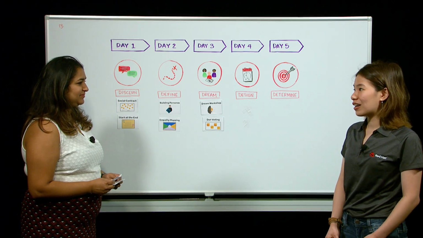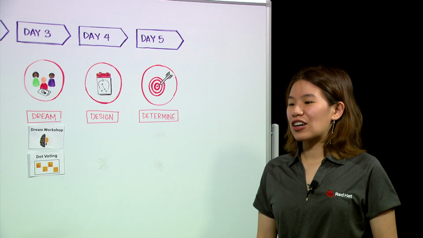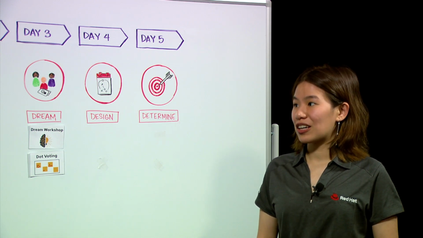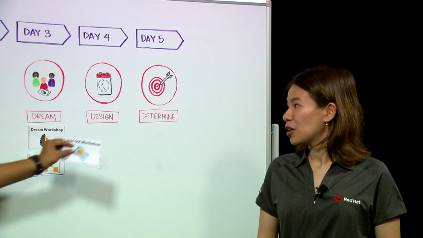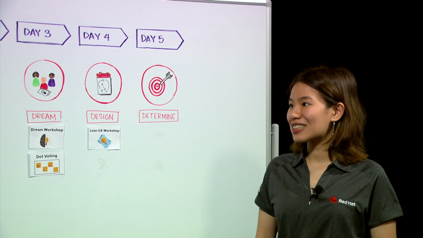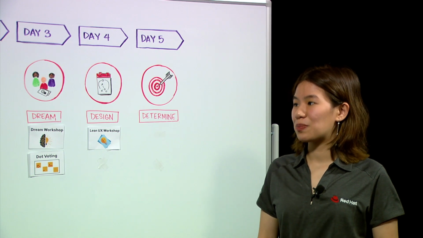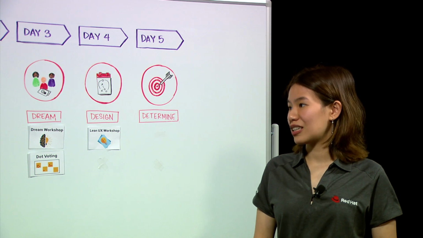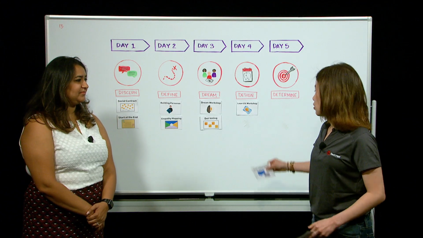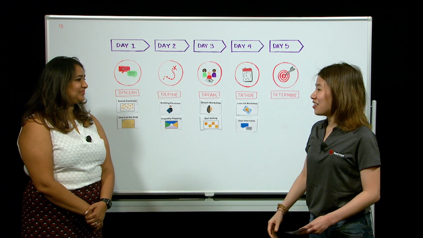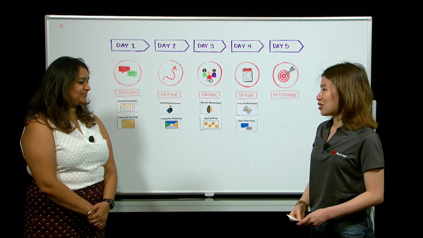Next is day 4, Design. This is where our design experts will build interactive prototypes while collecting real user feedback. We use the Lean UX workshop to maintain a continuous cycle of collecting user feedback and refining our prototypes to better meet the end user's needs and goals. We use user interviews to facilitate that and build a better prototype.